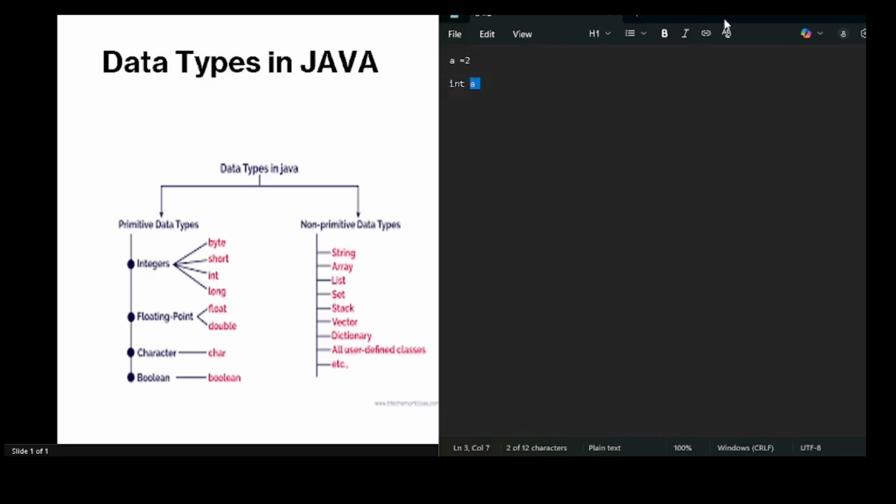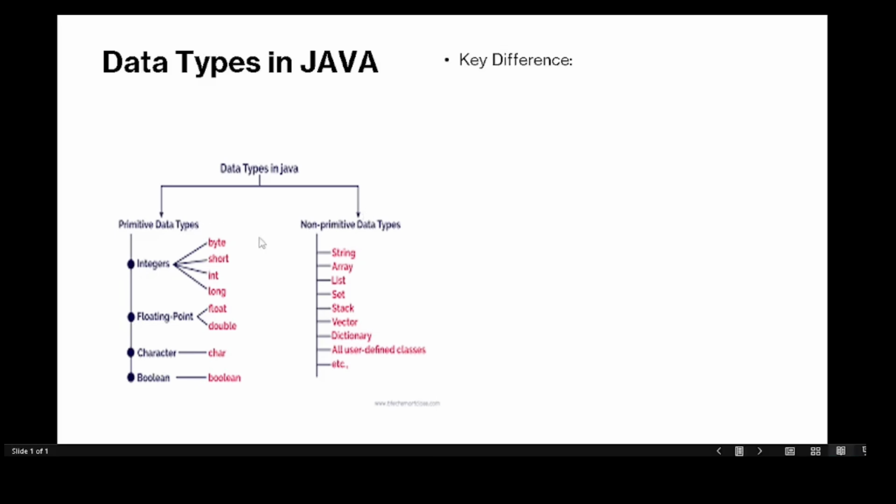Okay. Now in Java, there are two types of data types: primitive data types and non-primitive data types. Primitive data types are mainly basic data types which are defined in the java.lang package. These are the integer type, floating point type, character and boolean. Integer means numeric values. It may be byte, short, int, or long.